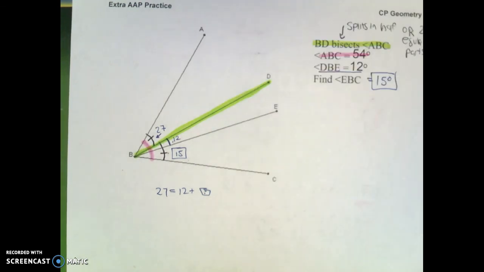So feel free to go back to this video and watch any of these problems over again if you have any trouble going through any of your classwork or homework problems using the angle addition postulate.